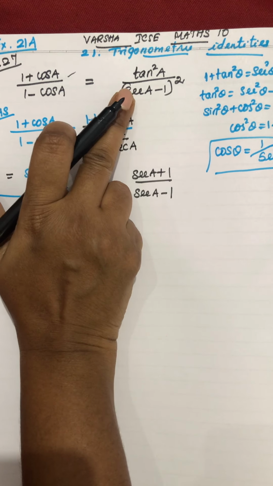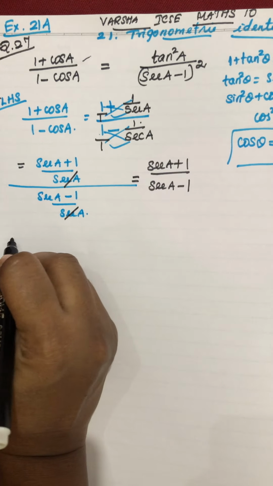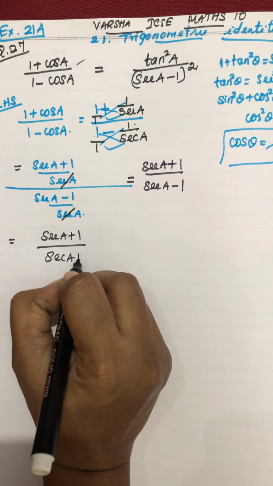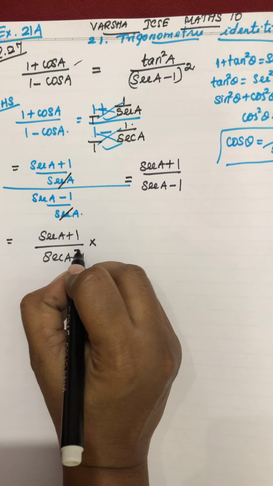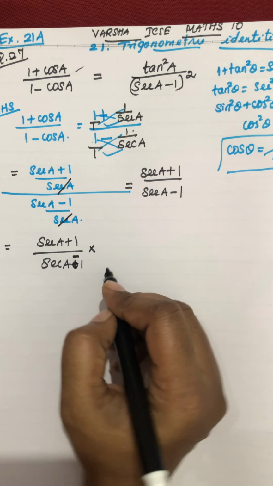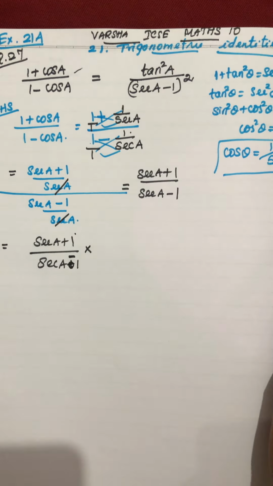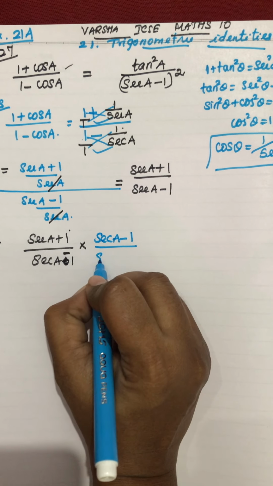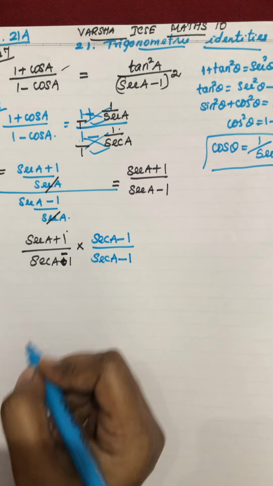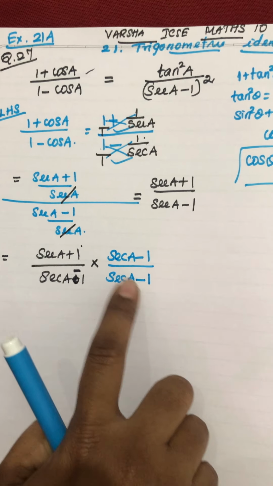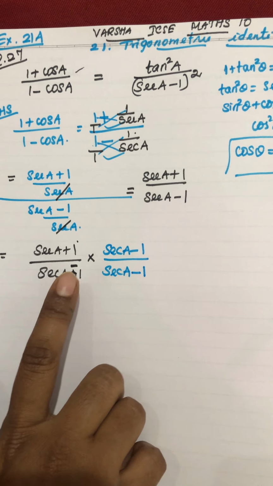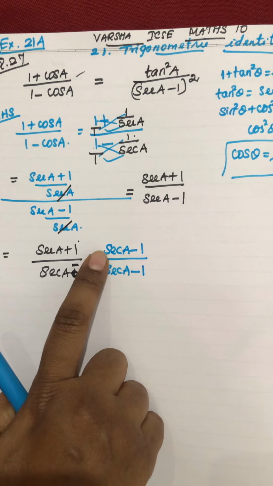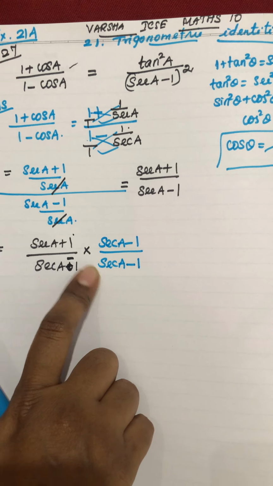Okay students, but still we didn't get the RHS. To get the RHS, for secant A plus 1 over secant A minus 1, we can take a conjugate. Sorry, this is the minus conjugate, and we multiply the numerator and the denominator. Here we take the numerator's conjugate, so we multiply by secant A minus 1 by secant A minus 1. This conjugate is for the numerator, not for the denominator. Usually we take the conjugate for the denominator, but in this sum we are taking it for the numerator.